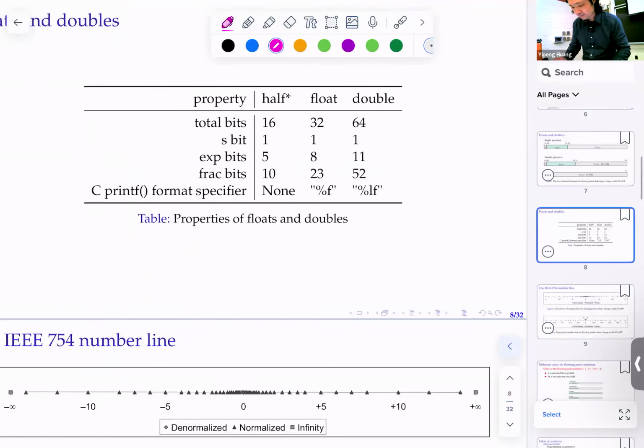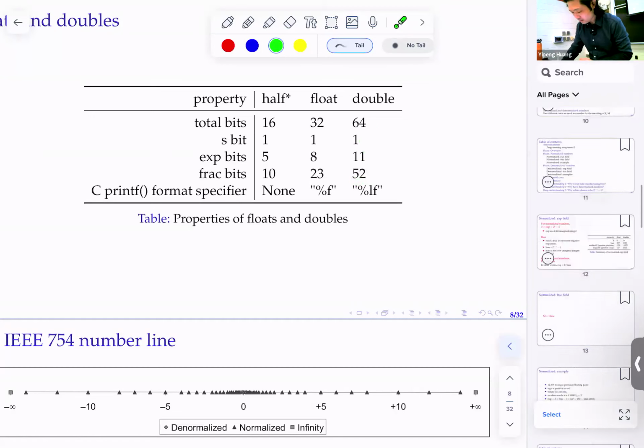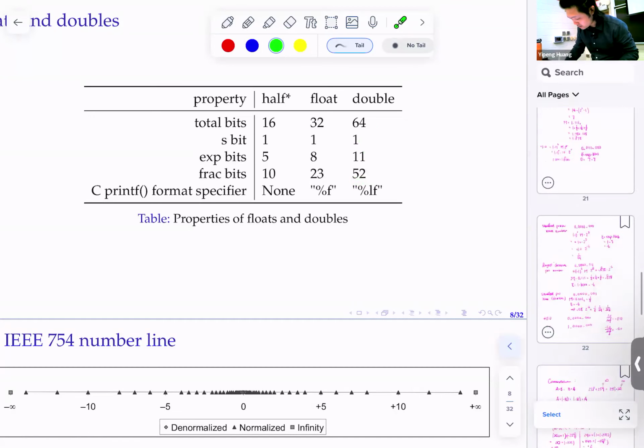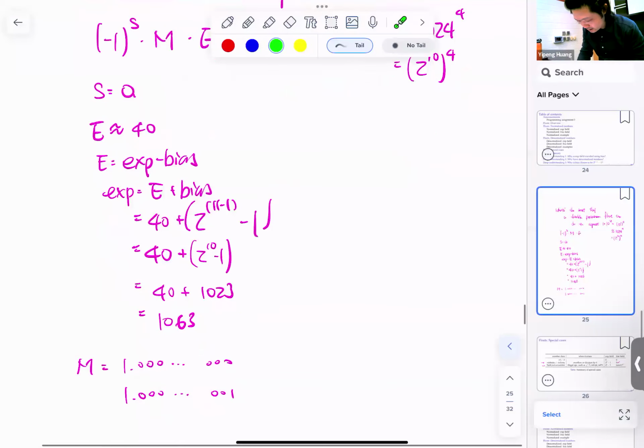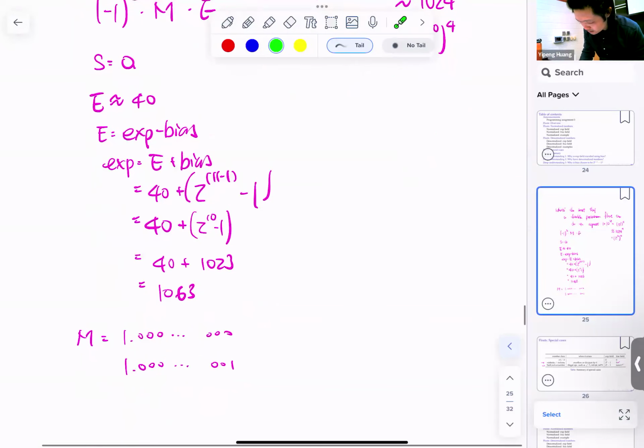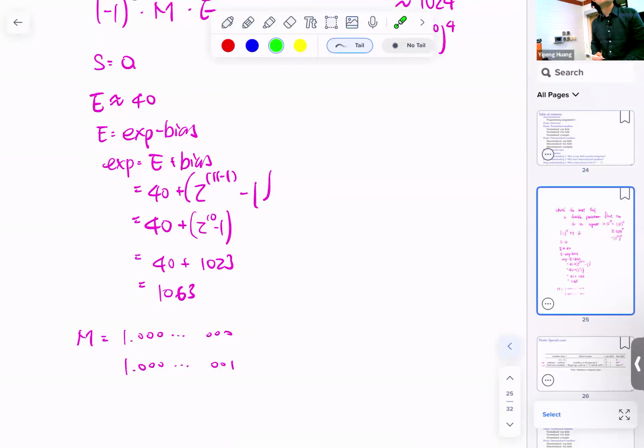Go back to our reference. So at double precision, the number of bits in the frac field is all the bits that you didn't use in the sign and the EXP. So we're left with 52 bits in the frac field, right? So we have to ask, when E is 40, the EXP is thereby encoded as 1063. What is the difference between these two values of M?